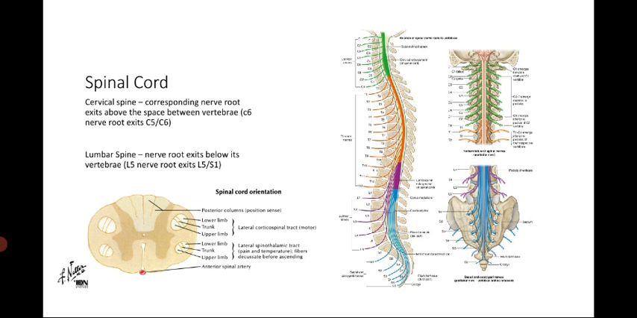Now, for the spinal cord orientation, we need to be a bit familiar with this. As you can see, we have the lateral corticospinal tract or the motor tract. We also have the lateral spinothalamic tract, the sensory tract for pain and temperature, and of course the posterior column, which provides position sense. The lateral corticospinal tract and the lateral spinothalamic tract are all supplied by the anterior spinal artery. So when you have damage to the anterior spinal artery, you have loss of motor and pain and temperature sense at that level.